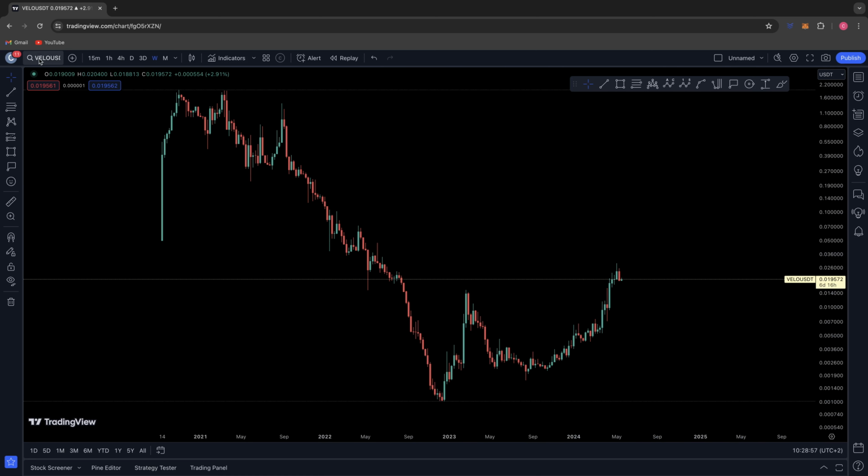Today we will be covering VELO, the ticker is VELO against USDT on the weekly time frame.